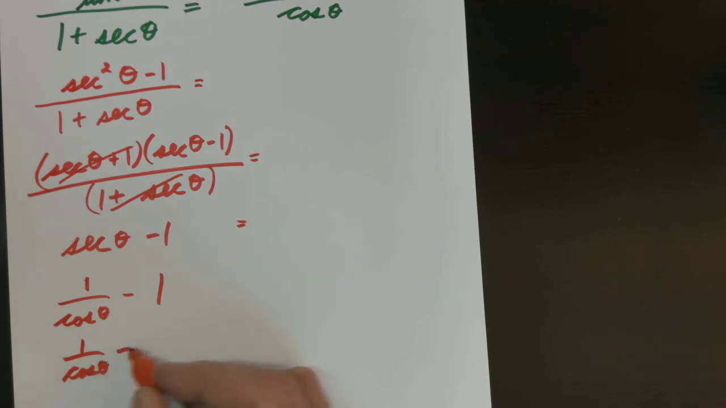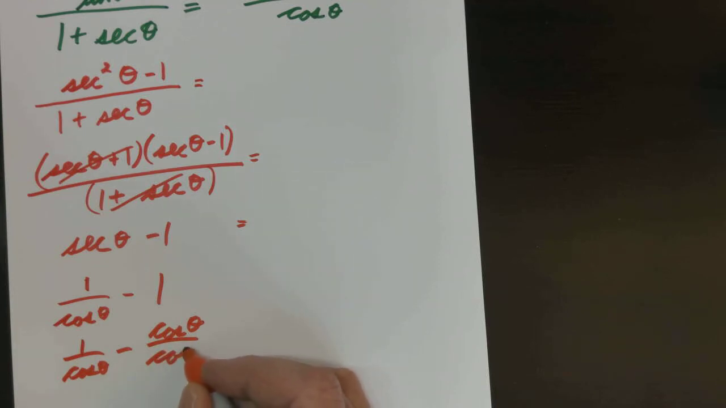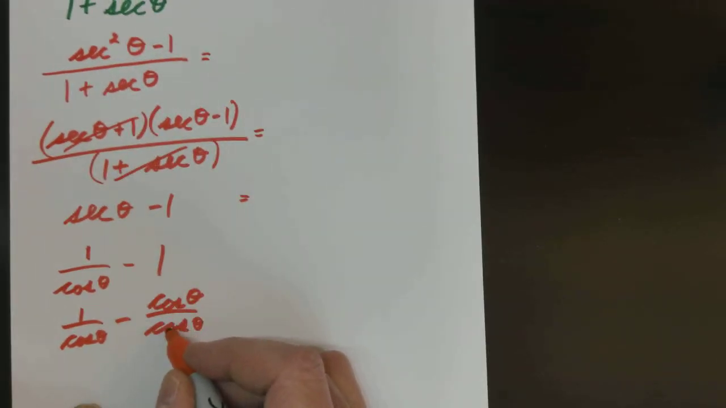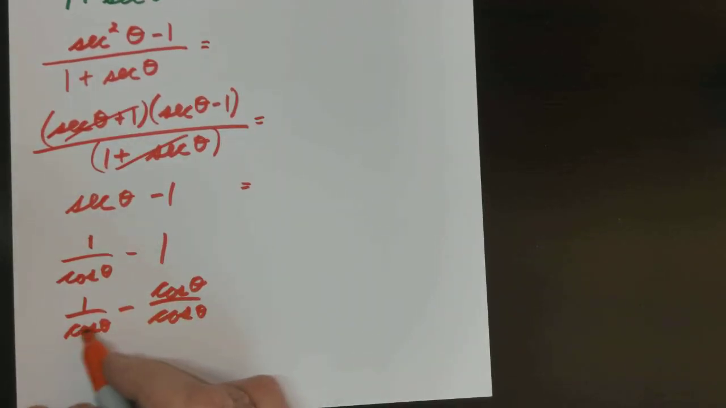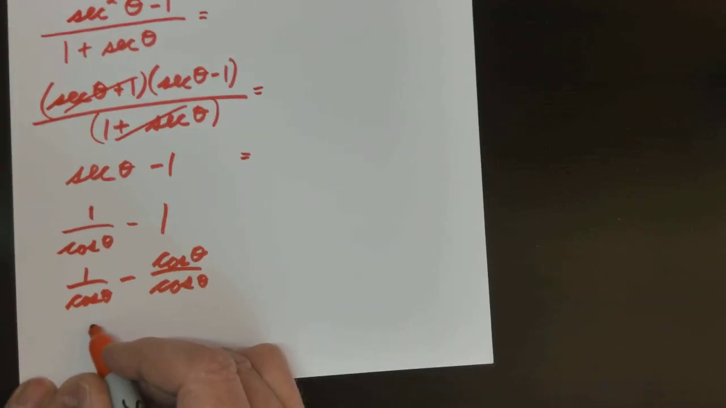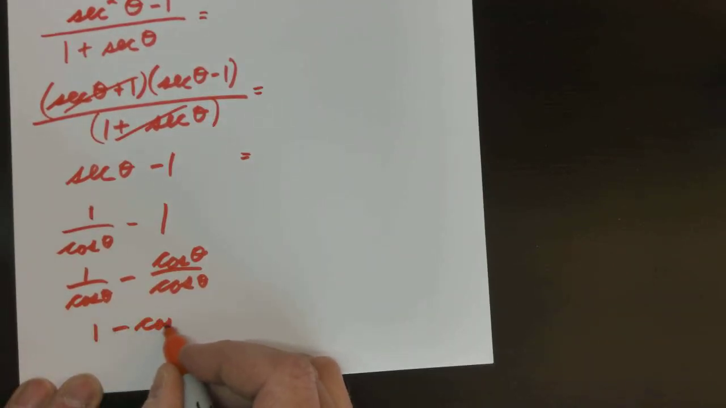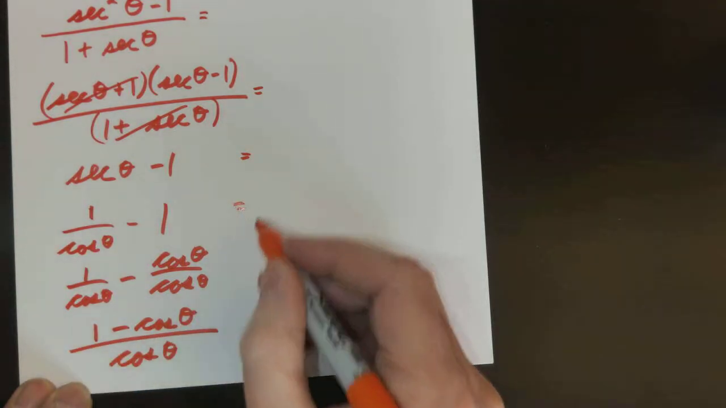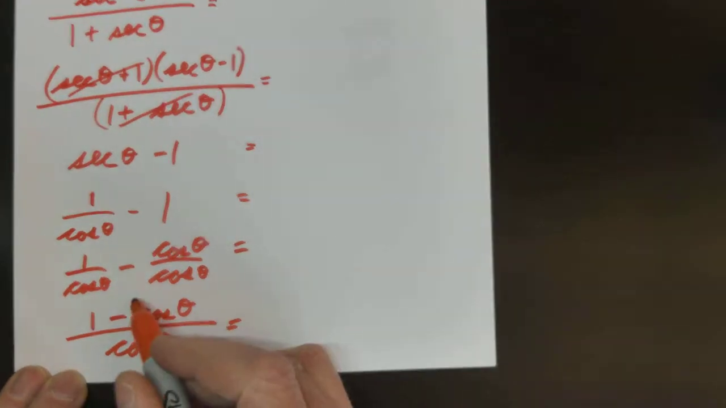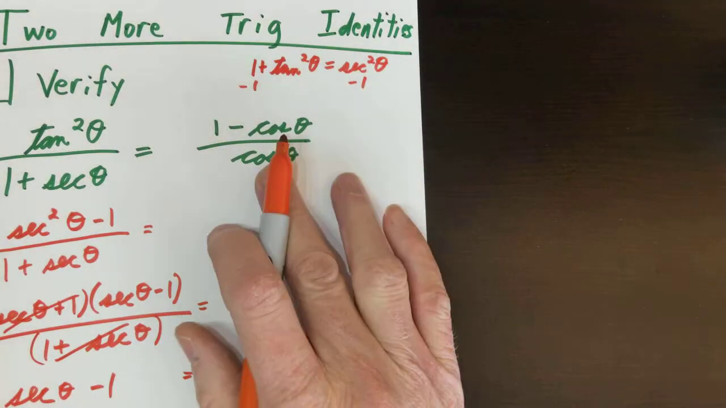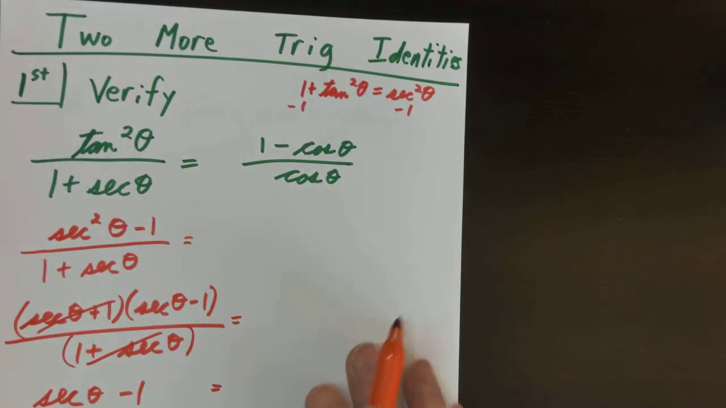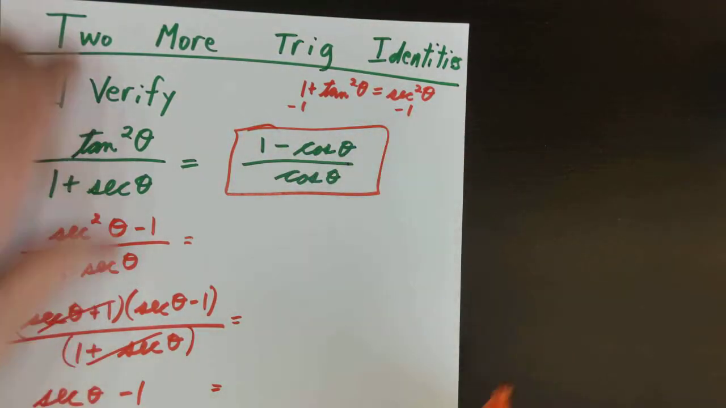Now 1 is just, let's just use cosine theta over cosine theta. Rewrite 1 as numerator over the same denominator. Now we have the common denominator, I can write this as one expression. That's 1 minus cosine theta over cosine theta. And I think if we take a good look, that's what we were trying to get. Okay. Verified.